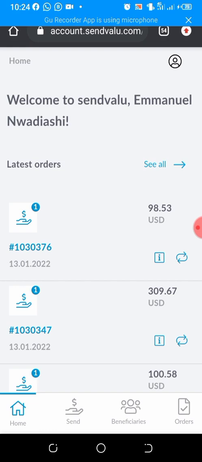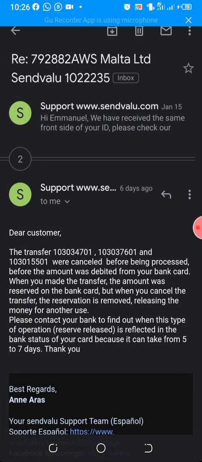I told them that the transaction has been cancelled on my account, but I'm still yet to get my funds. I'm unable to access my funds. So what's happening? They then sent me a mail. Let me look for that mail so I can read it along. So this was the email that they sent me.